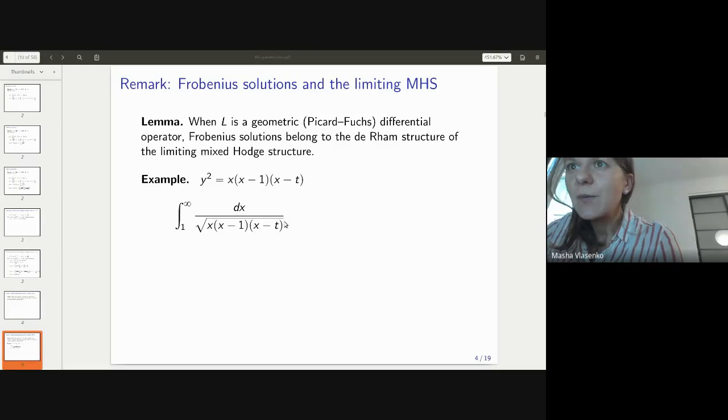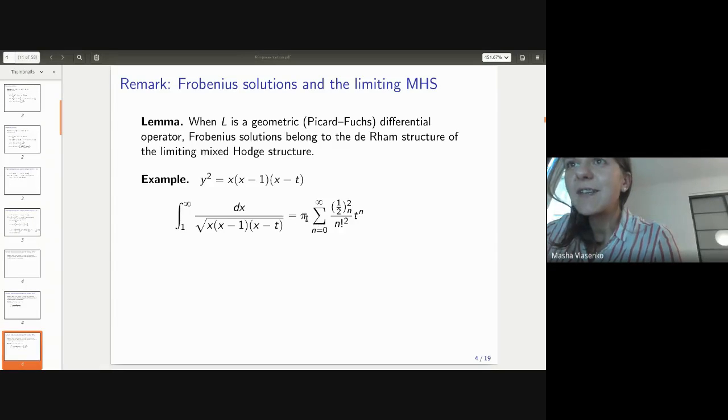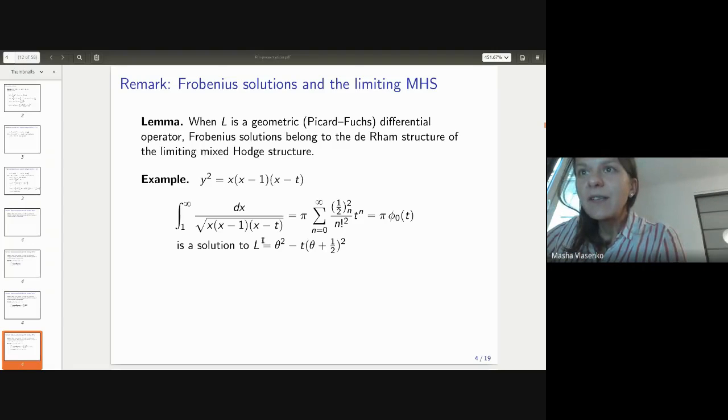And this way we can find that the result is pi times a power series that appeared on the previous slide. And we call this power series phi 0. So the whole integral is a solution to the same differential equation that was shown on the previous slide as an example. I mean, two slides before. So the period integral here belongs to that rational structure of period functions, while this phi 0 belongs to our rational structure consisting of Frobenius solutions and their rational linear combinations.